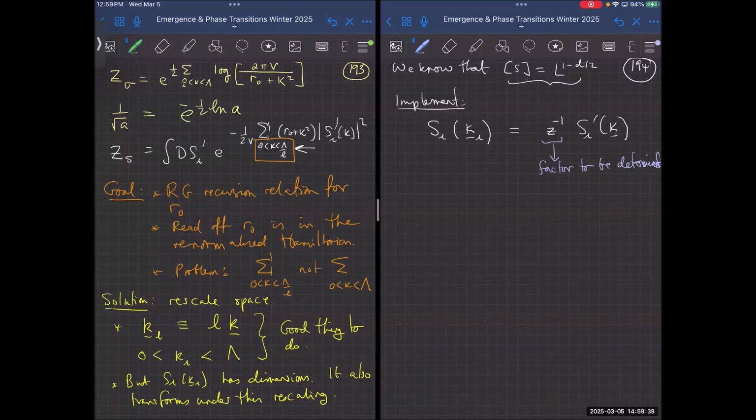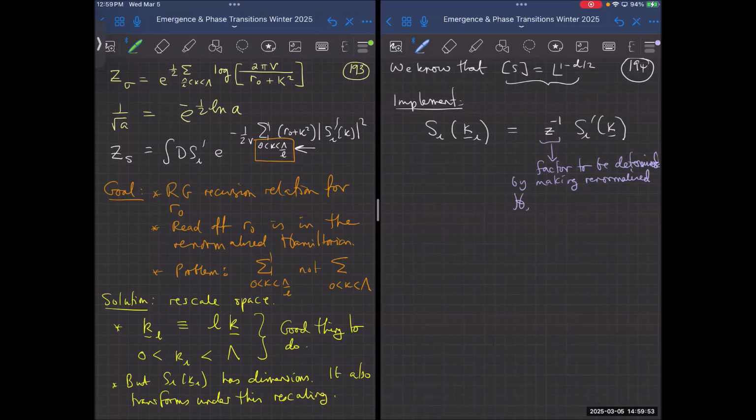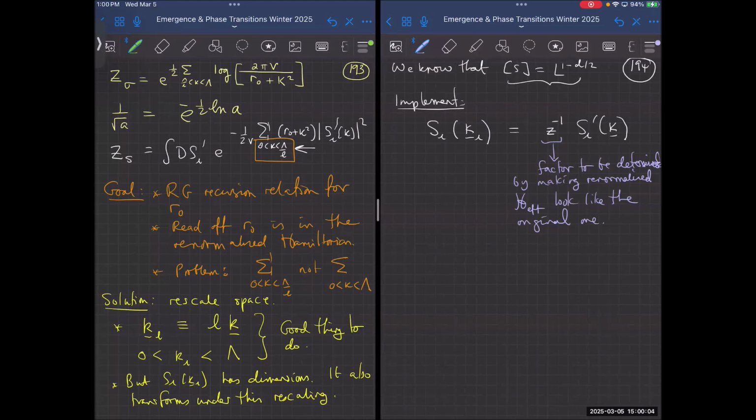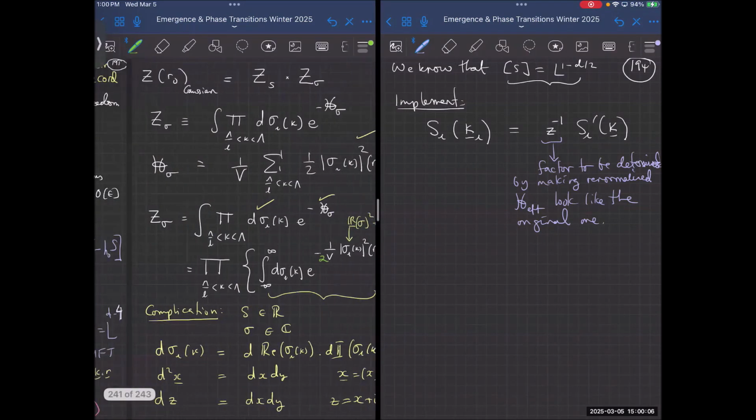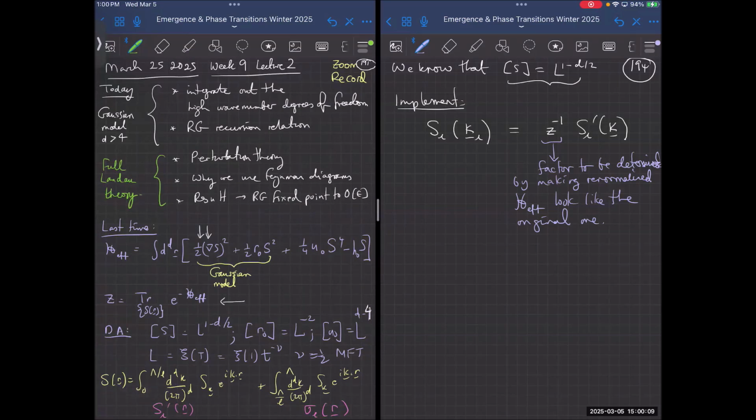So how do I want to determine it? I want to try to make the renormalized effective Hamiltonian look like the original one. Now, the original one had a very special feature. The feature that it had that was special, which I pointed out at the beginning of the class, is over here. So let's put another arrow on this thing here. We chose the coefficient of the grad S squared to be 1, or to be a half.